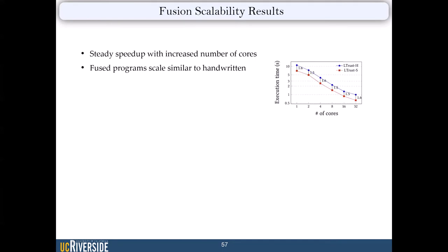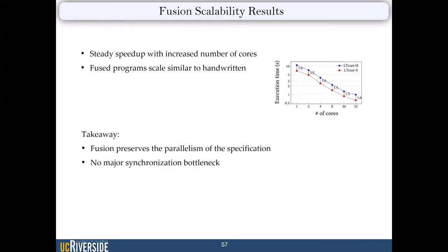Finally, after studying the scalability of the fused programs in the Lygra framework with an increasing number of cores, we observed that the speedup with respect to the handwritten programs remains steady, and the fused programs scale similar to the handwritten ones. In conclusion, fusion preserves the parallelism of the specification and never relies on major synchronization bottlenecks such as locks.